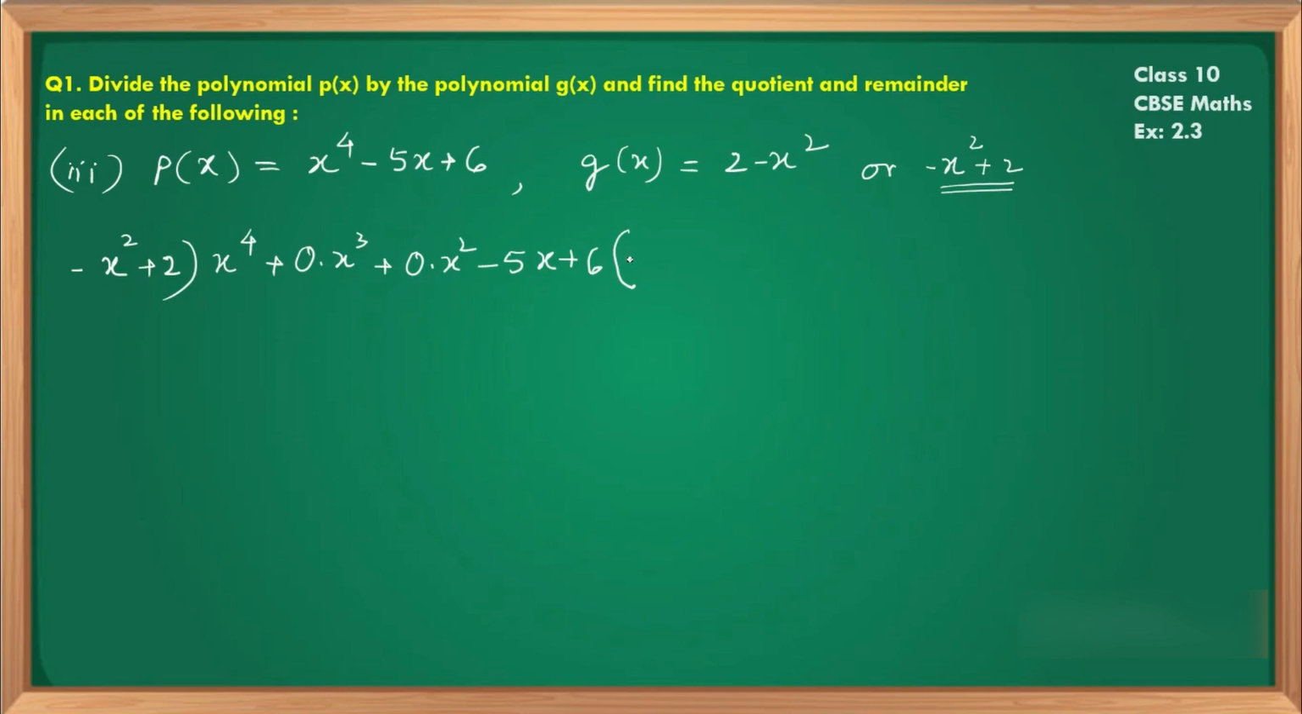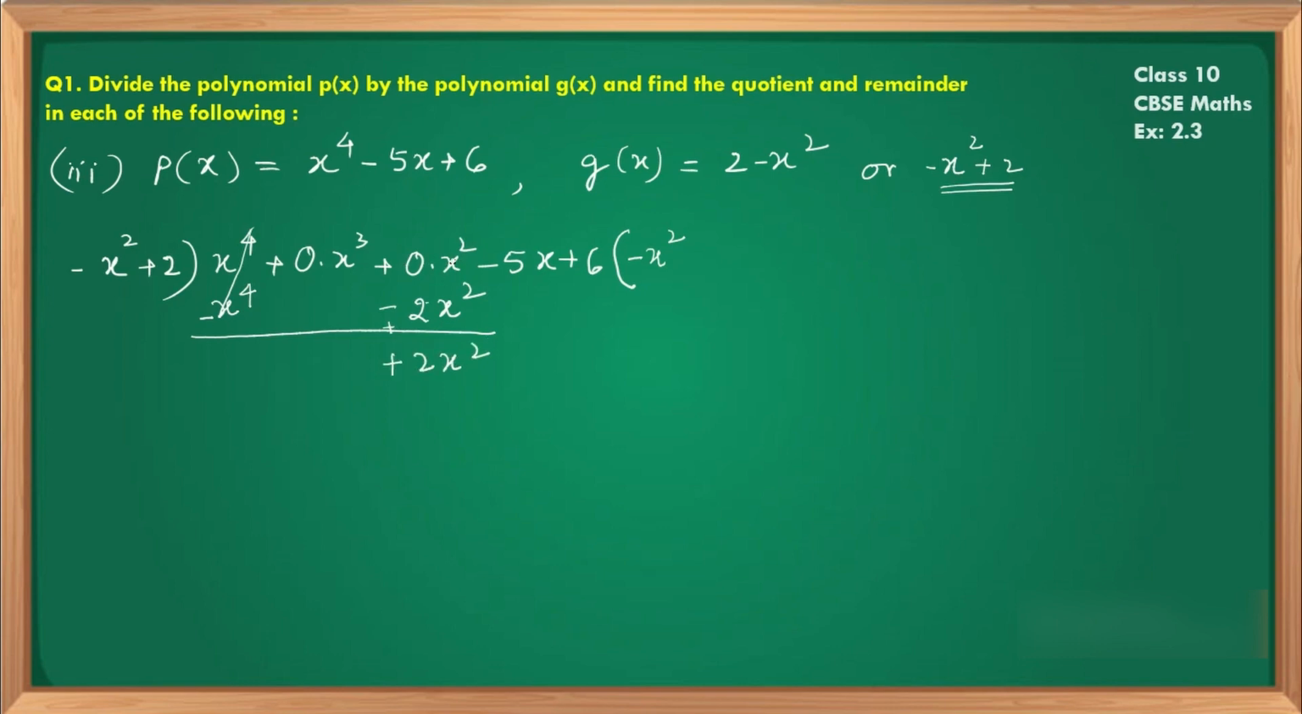Now by multiplying minus x square, you get plus x to the power 4. Minus and minus becomes plus, x square into x square becomes x to the power 4. You have plus 2 multiplied with minus x square, you get minus 2x square. Now this gets cancelled because this becomes minus, and we have plus already here. This gets cancelled, and this is 0, we don't write, and this becomes plus. Now this is plus 2x square.